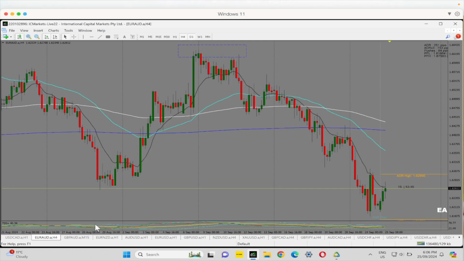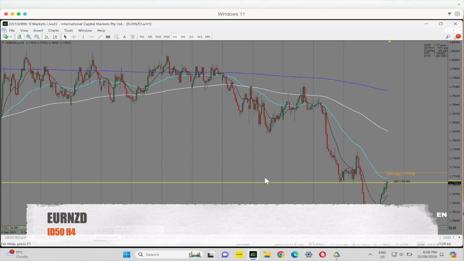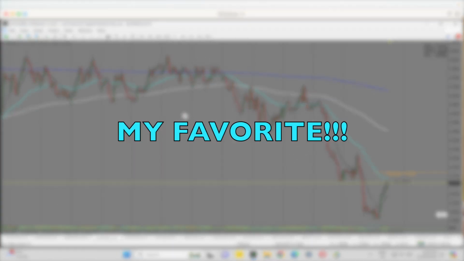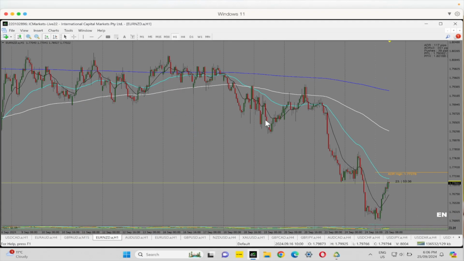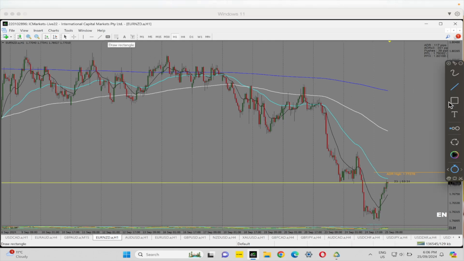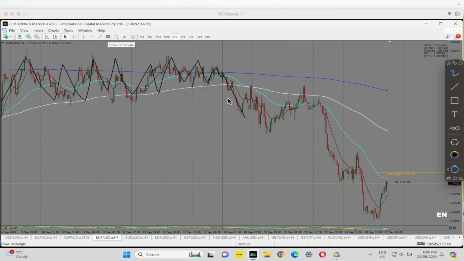All right, now let's go to Euro NZD. This one is my favorite because the way it moved, it was so marvelous. All right, so you look at it again and you're like, this thing has been consolidating for a long time now. You can see the whole consolidation right there. The market hasn't been moving, and all of a sudden the market pushed down. That shows us the market is now ready to exit that level.